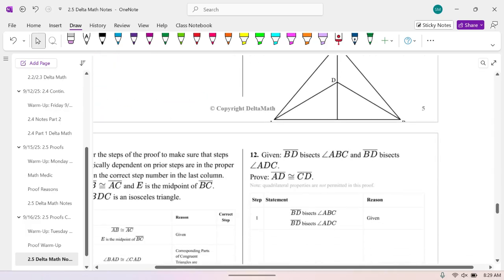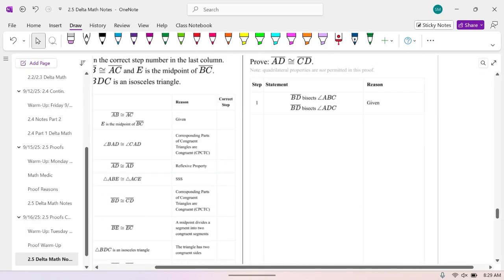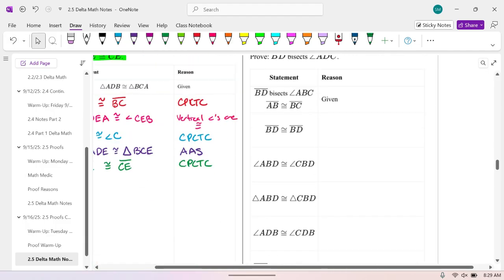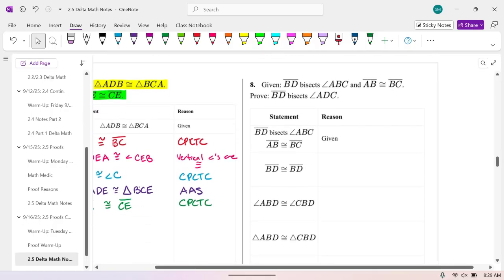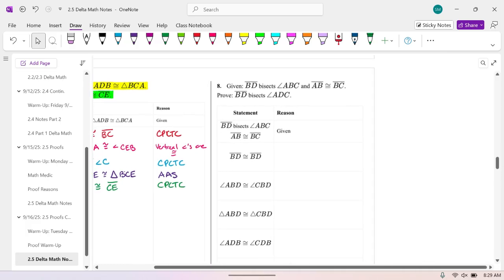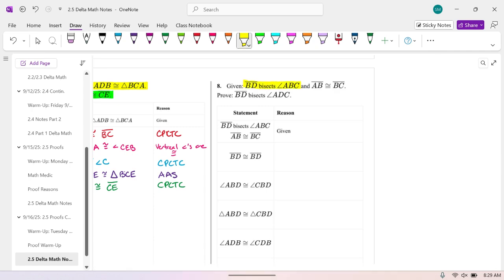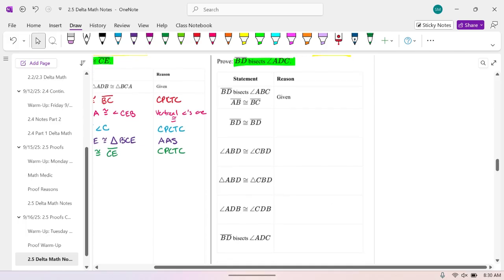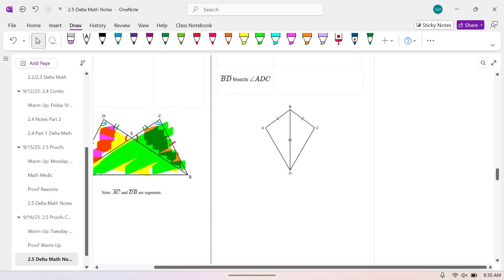All right, let's do another one where we're stating the reasons. Let's do 8. All right. So given BD bisects angle ABC and AB is congruent to BC, they want us to prove that BD bisects angle ADC. All right. So firstly, they gave us that it was a bisector.